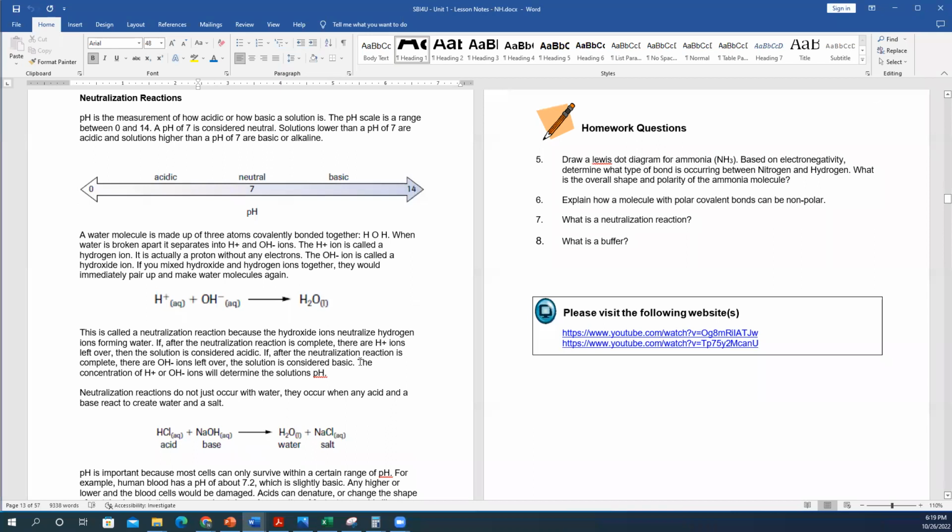We talked briefly about the pH scale, how it runs from 0 to 14. And I think most of you should know that any pH below 7 is considered to be acidic, 7 being neutral, and anything above 7 is considered to be basic.